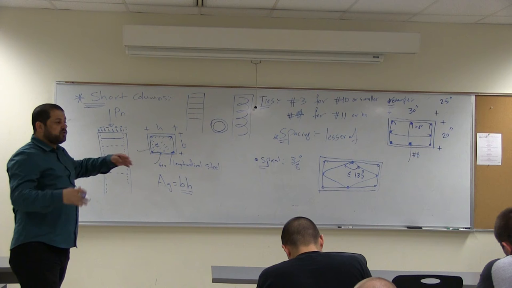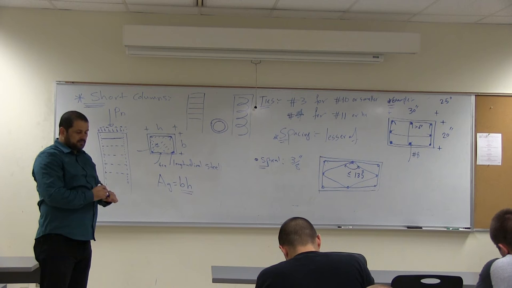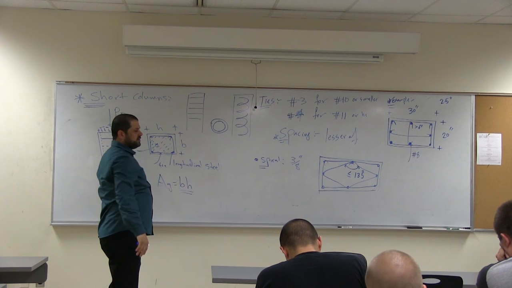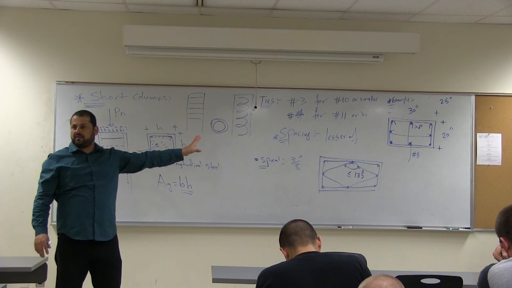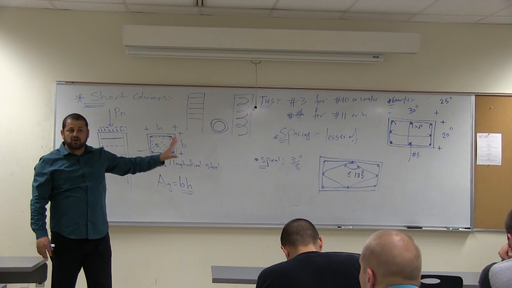Hey guys, this is all you need to know about the ties and the confinement. As we go through the examples, we're going to apply or check all of these things. These are detailing things, code requirements, not design. It has nothing to do with the strength. This is just a code requirement to ensure the integrity of the column, to ensure that the column will develop its full capacity before buckling or failure of any of these things.